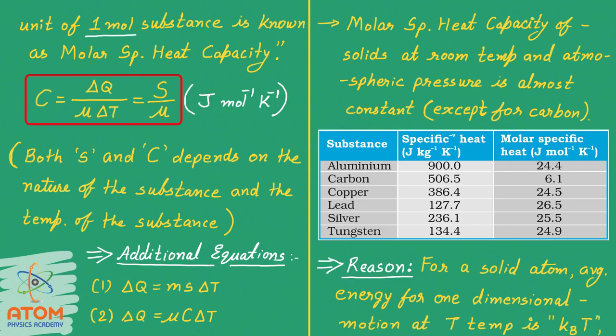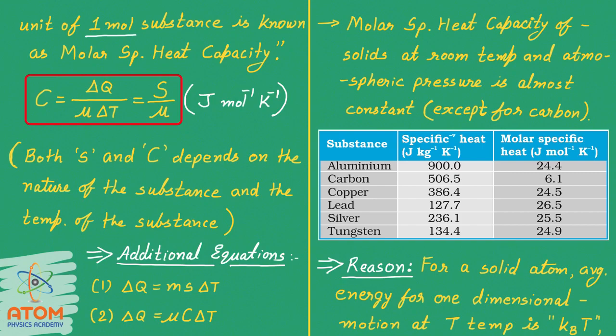Now the molar specific heat capacity is denoted by capital C, and that will be capital C is equal to delta Q upon mu delta T. You know that in specific heat capacity the equation was delta Q upon m delta T. Here it will be mu delta T, where mu is mole number. Also, this delta Q upon delta T is capital S, heat capacity. So we can say that molar specific heat capacity is basically heat capacity per unit mole, right?